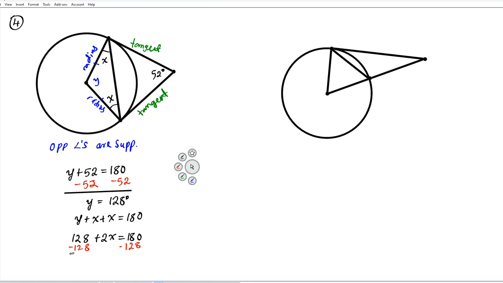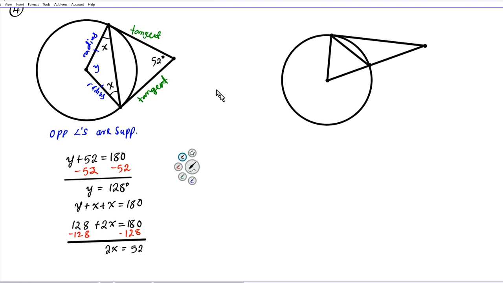Subtract 128 from both sides. And then we're going to have 2x is equal to 180 minus 128, which is 52. And then to finish this off, just simply divide both sides by 2. Divide by 2, divide by 2, and get the value of x, which is 26 degrees.